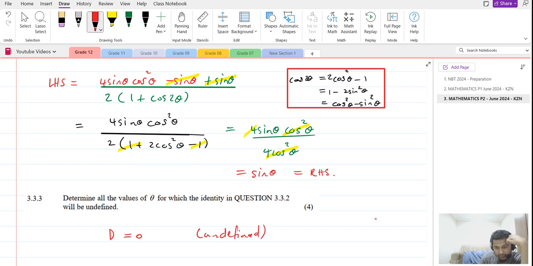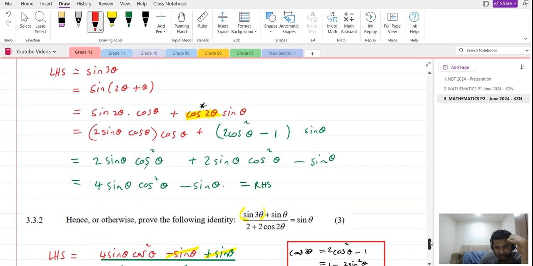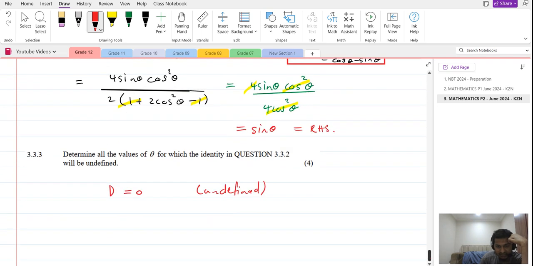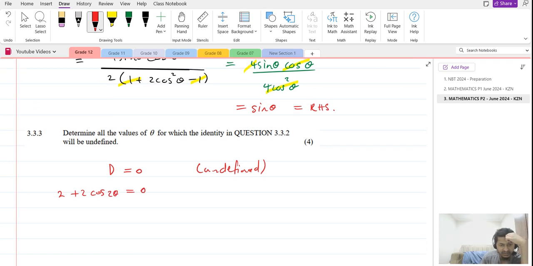So when will you get undefined? When 2 plus 2 cos 2 theta is equal to 0. So now I'm going to take the 2 over and divide by 2. So I will get cos 2 theta equals negative 1.